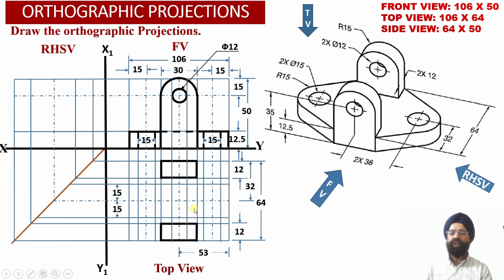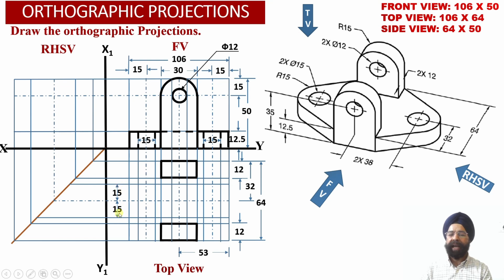Now another thing we know over here, that if we have to draw this circular arc, the distance between this point and this point will be equal to 30 millimeter. Why? Because we know that from the center point, once we draw the semicircular arc, this distance will be 15 and this distance will also be 15. So now from the center point we can check, this is our center line.